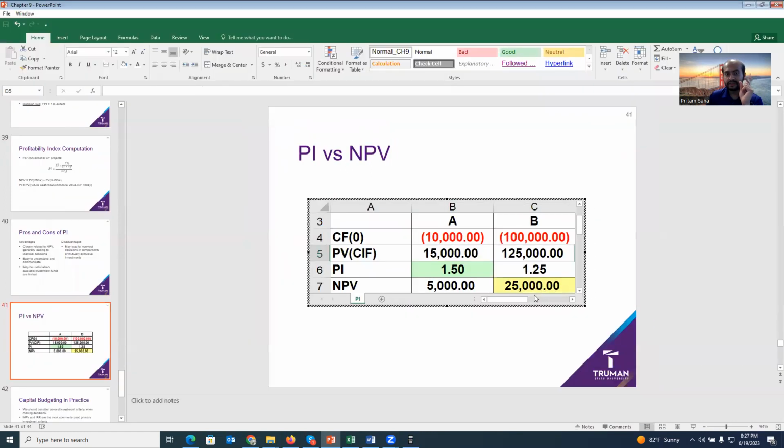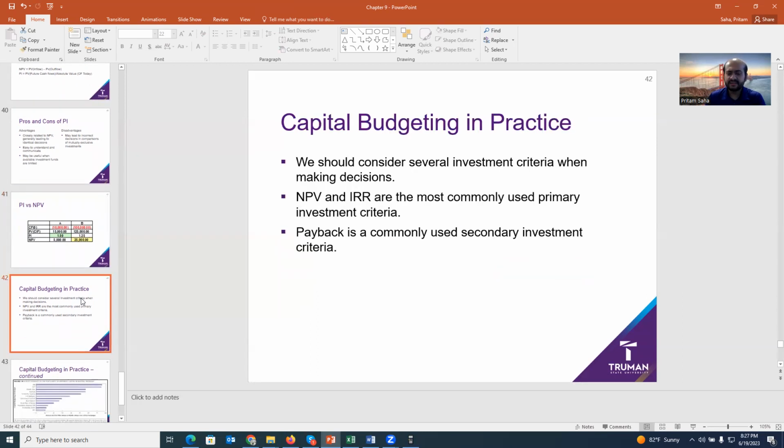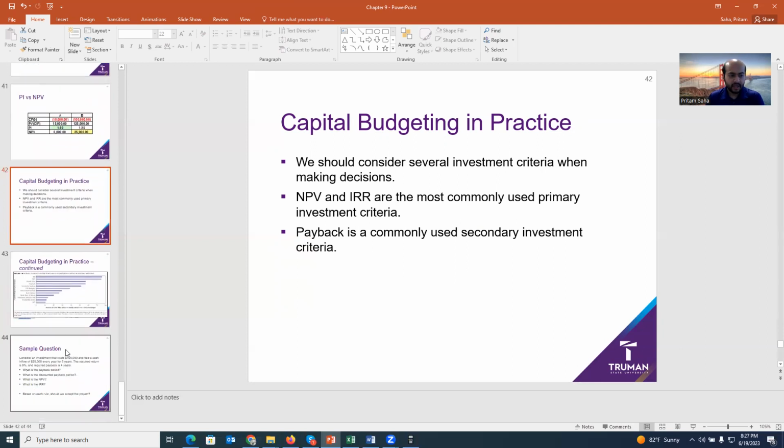And always follow NPV then. So the bottom line: we actually talked about all 6 different decision rules. Always follow NPV, okay? NPV is the best choice. In practice, if you go to industry, they do both NPV and IRR, but NPV is the best choice. That will give you the best results.